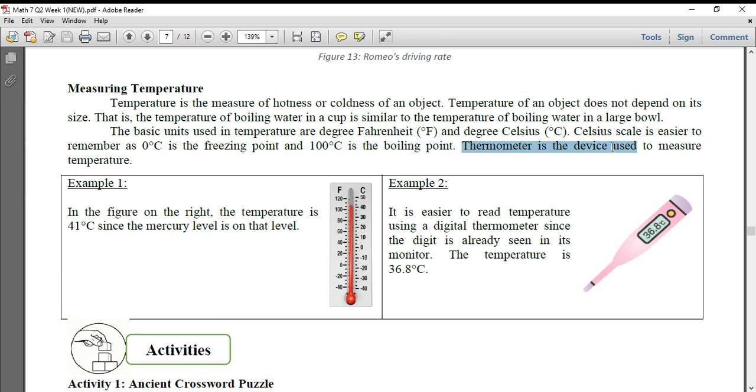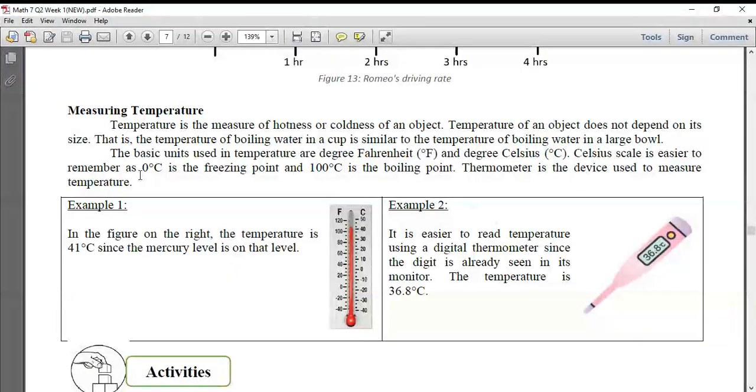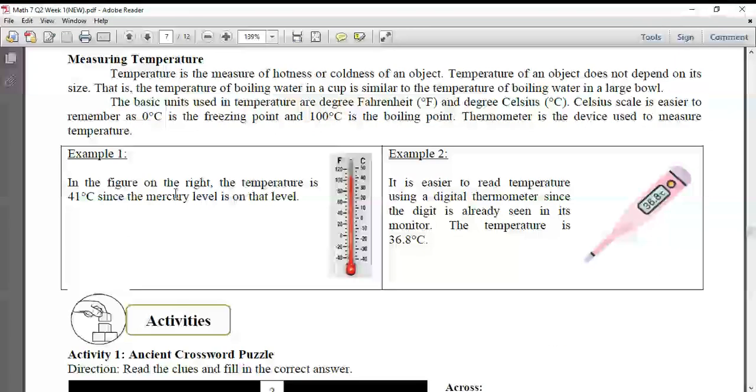Okay? Thermometer is the device used to measure temperature. Okay? Ayan, no? So, thermometer. So, ano nga ba yung ating normal body temperature? So, ang ating normal body temperature ay 37 degrees Celsius. Okay? Sa 37 degrees Celsius.